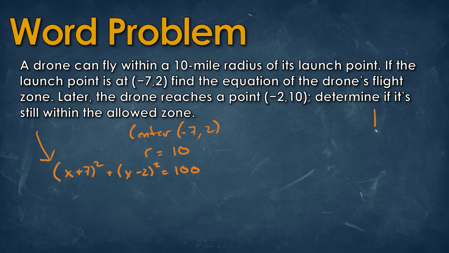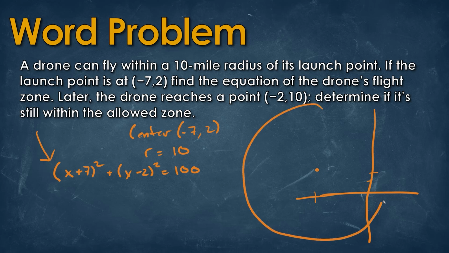Now we could graph this, and what it's going to look like is something similar to this over here, where we're going to have a point of negative 7 and 2, which would be around here or so, and we would have a 10-mile radius for a value. And now we need to determine if that point negative 2, 10 is going to be within the circle, outside of the circle, or actually on the line.